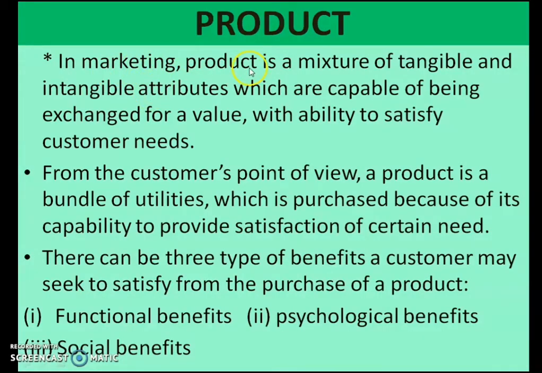In marketing, product is a mixture of tangible and intangible attributes which are capable of being exchanged for a value with ability to satisfy customer needs. So product is a combination of tangible as well as intangible attributes or characteristics which are capable of being exchanged for a value. So this product is something which we can exchange for some values, and it has the ability to satisfy customer needs.